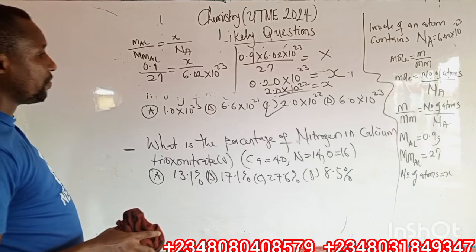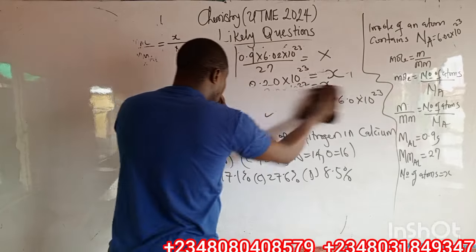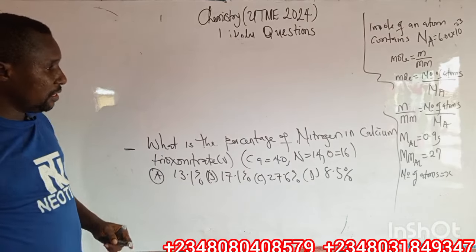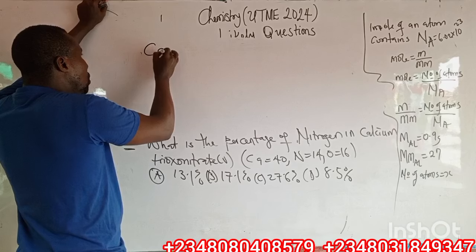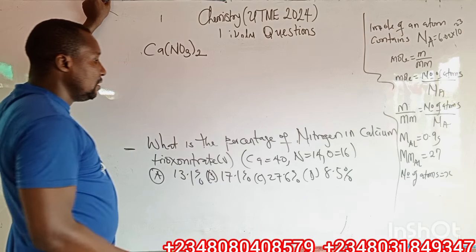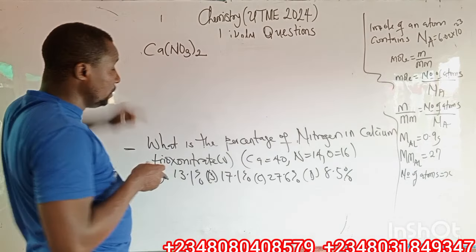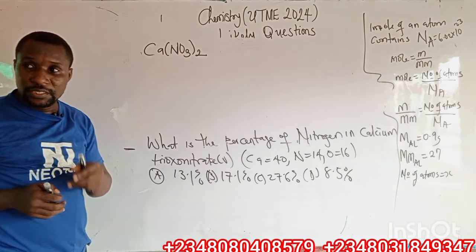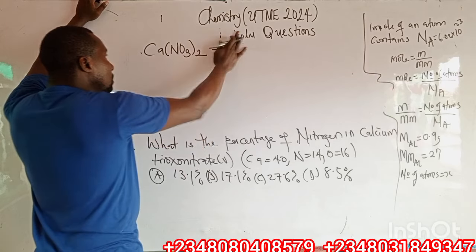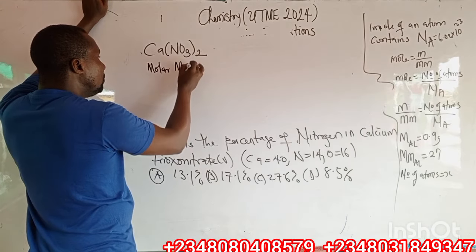Another question. What is the percentage of nitrogen in calcium trioxonitrate(V)? Percentage of nitrogen in calcium trioxonitrate(V). What is the percentage composition, the percentage by mass, of nitrogen in that? From here, first of all, calculate the molar mass of this compound.